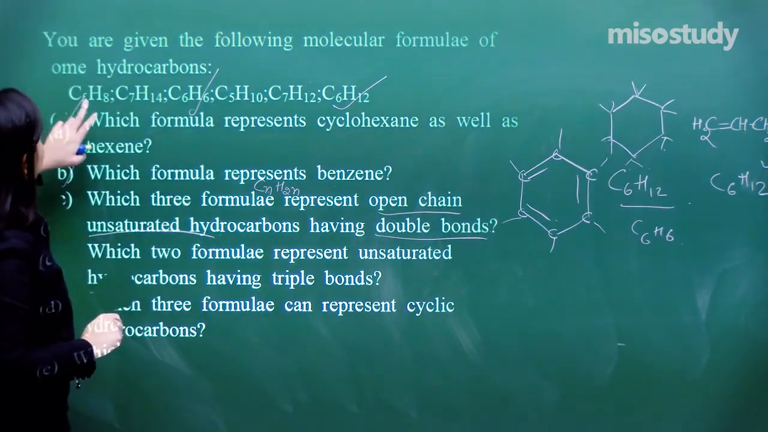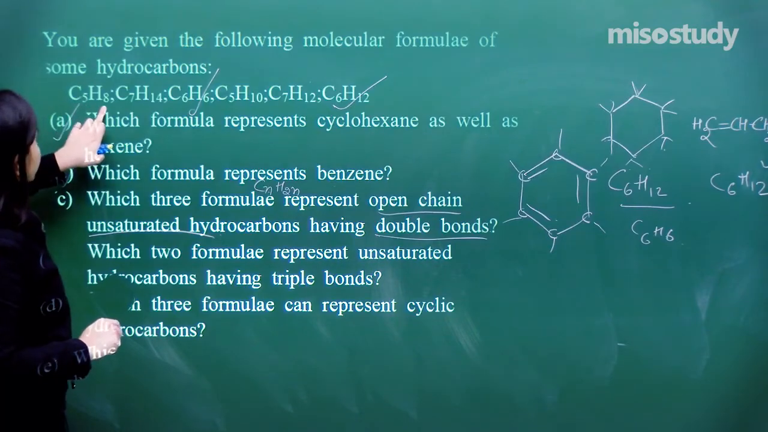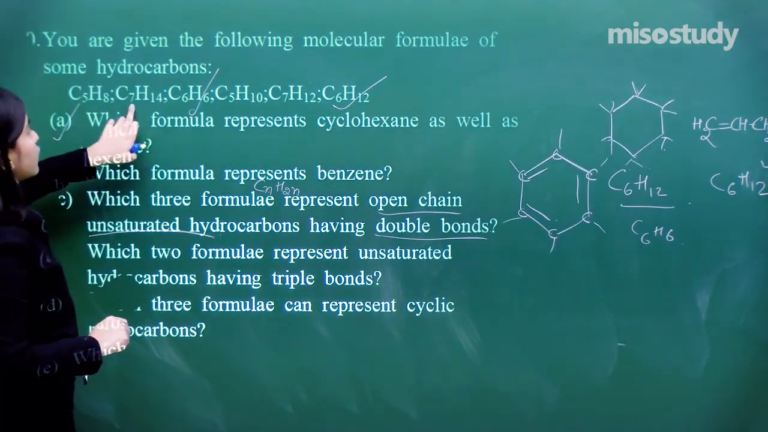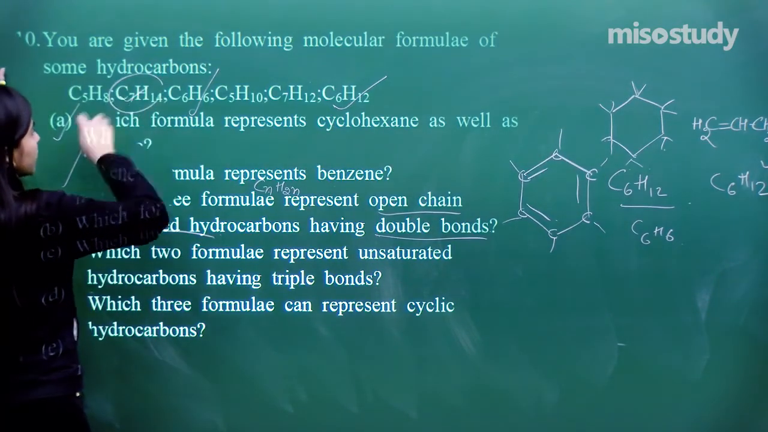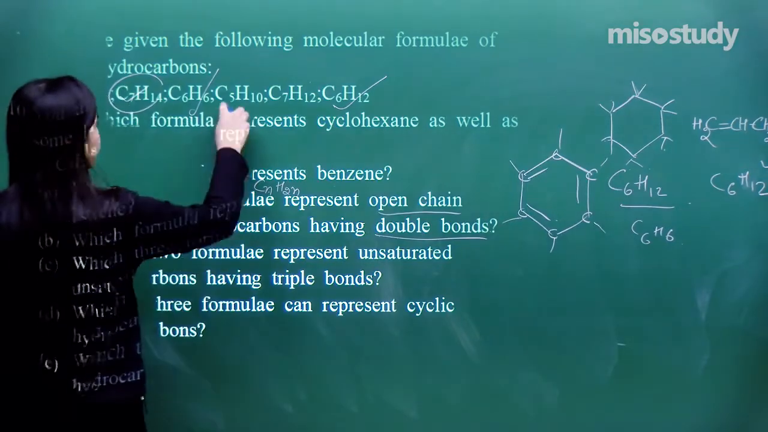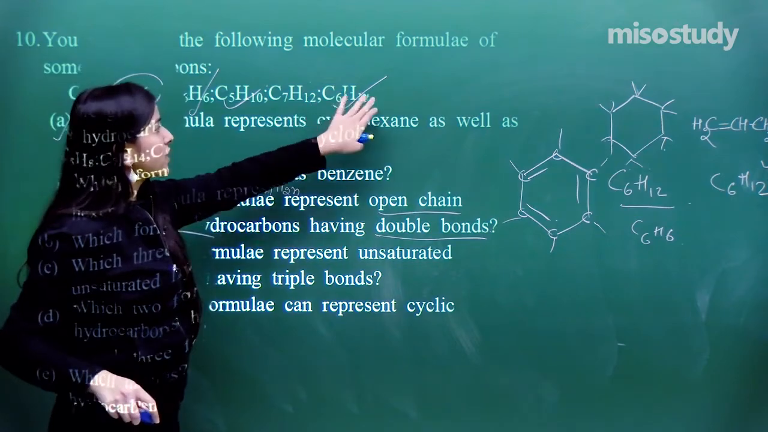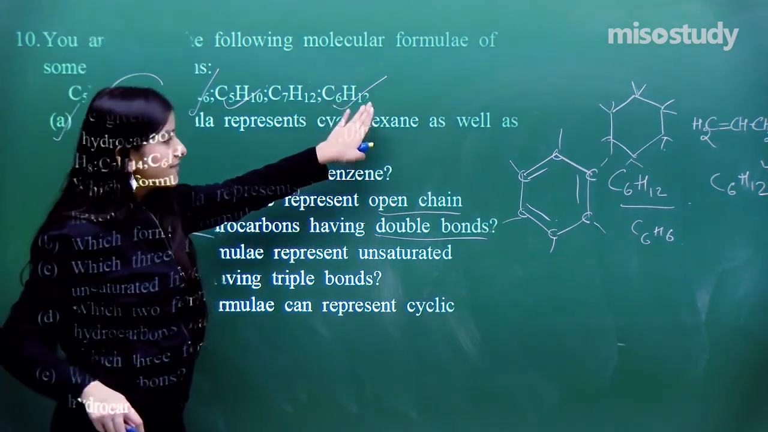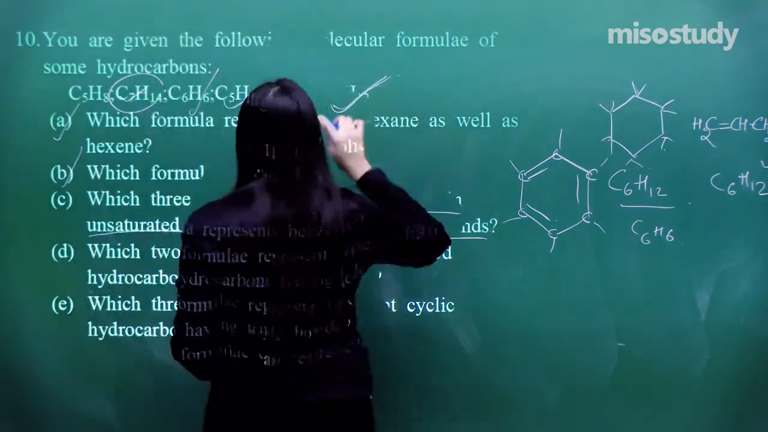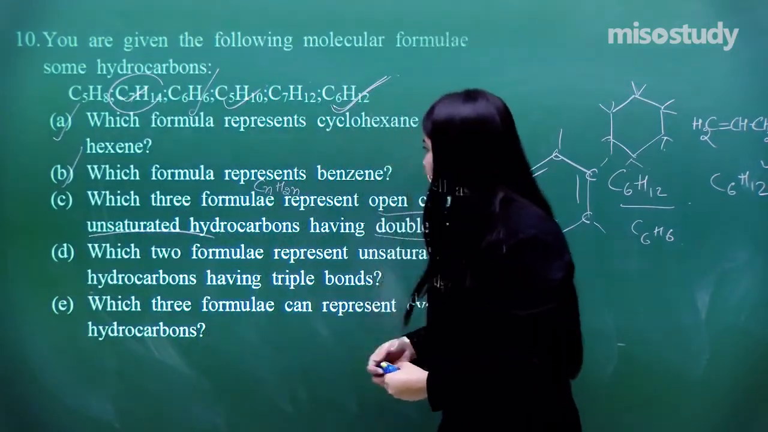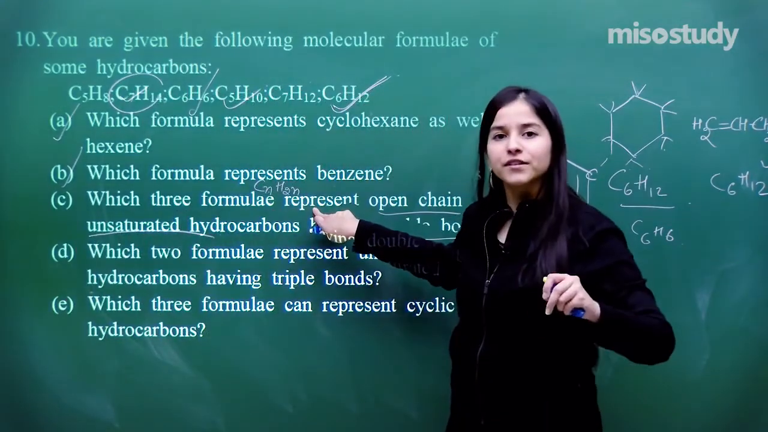Twice, where can you find twice? C5H8, no it is not. 7 2s are 14, yes this is. So this is 1. 5 2s are 10, this is 1. 7 2s are, is it 12? No it is not. 6 2s are 12. Yes, this can be, and this is. So there are 3. They had asked for 3 only.